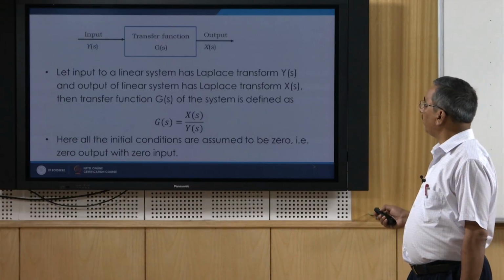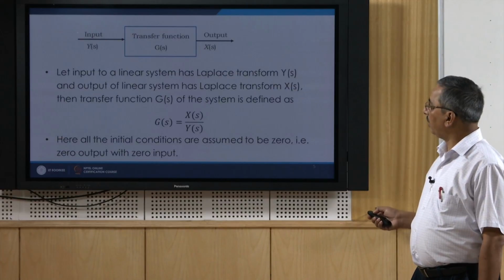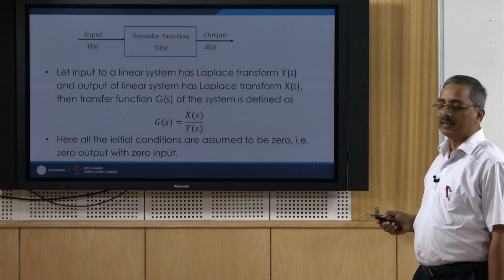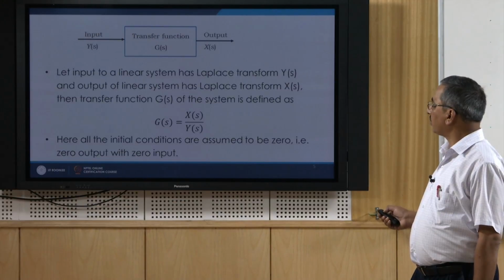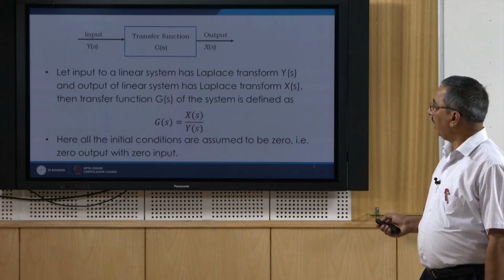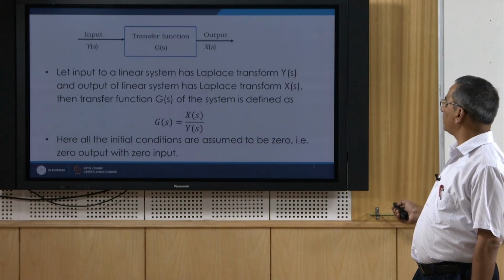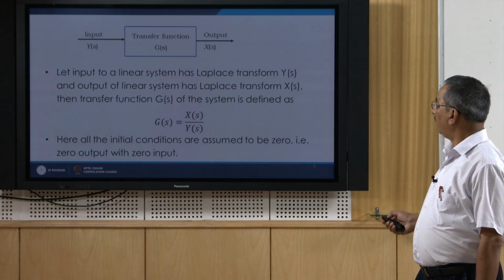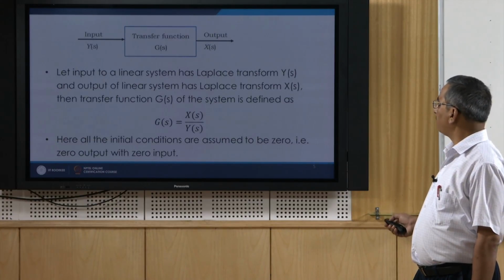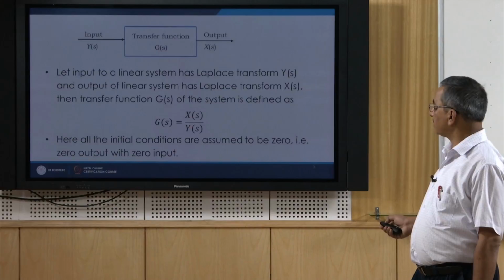Here you can see that suppose we have a transfer function G(s), the input to the transfer function is y(s) and the output is x(s). Then we can define this transfer function G(s) as the ratio of x(s) and y(s). Of course, this is valid for a linear system. If the input to the linear system has Laplace transform y(s), and the output has Laplace transform x(s), then we can define the transfer function G(s) as x(s) upon y(s).